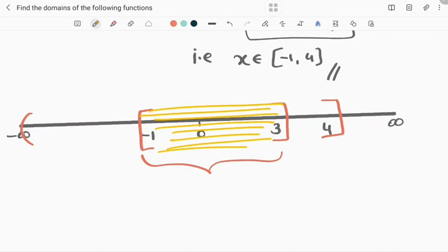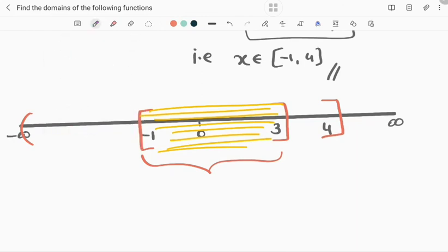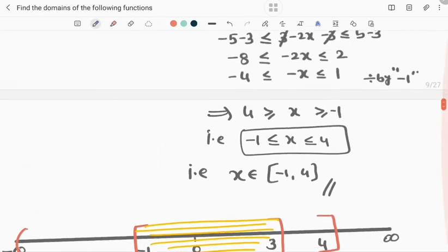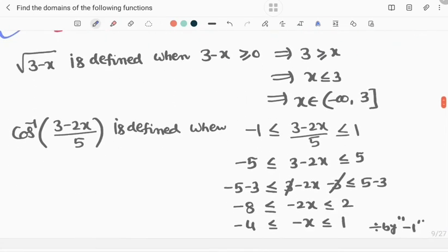Why? Because the sum or difference of two functions is there, so the domain is their intersection. Therefore, the domain of f of x is closed minus 1 comma closed 3, which is there in the first option.